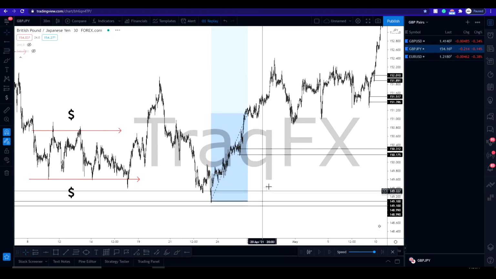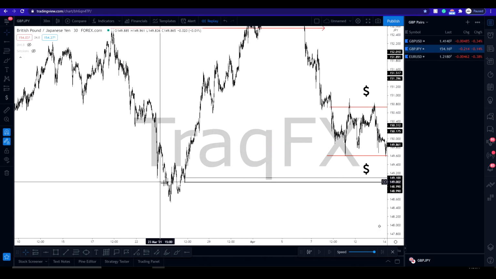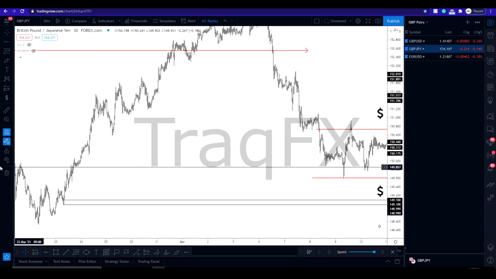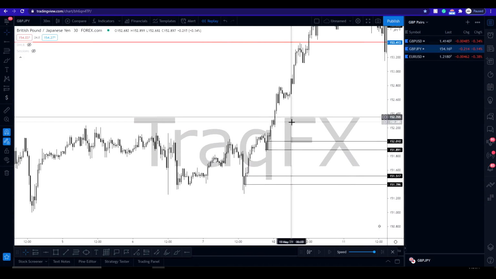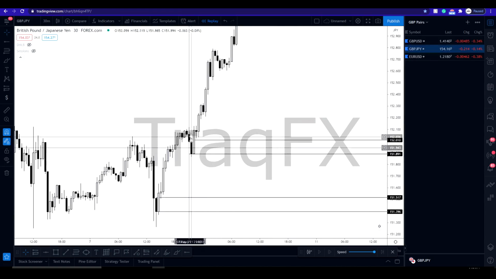And notice how this is the exact same setup as this one over here. We had one area of interest right here, the second one right here. Market broke structure, continued going higher, and boom, it ended up hitting TP. So same thing right over here. We have that same setup.